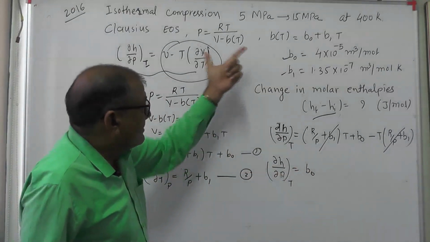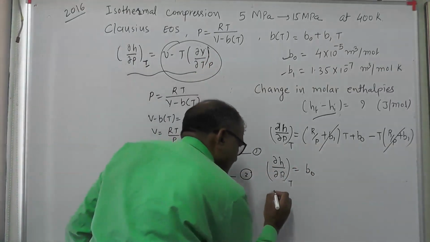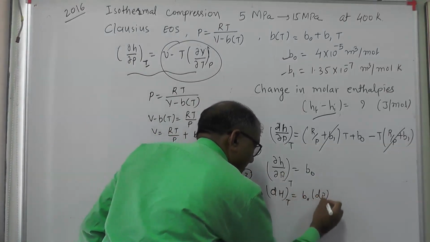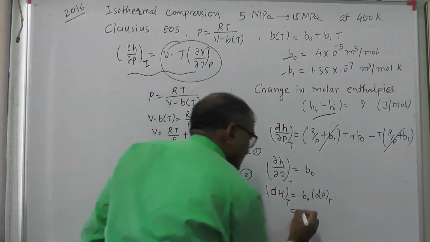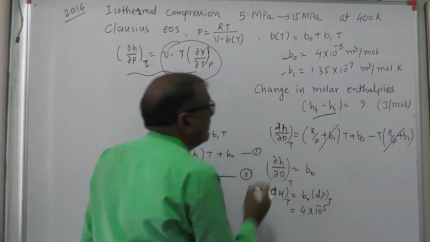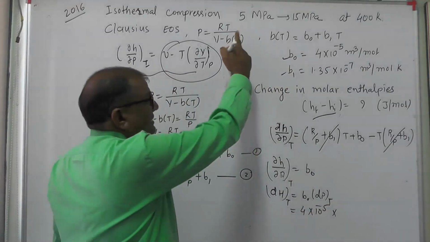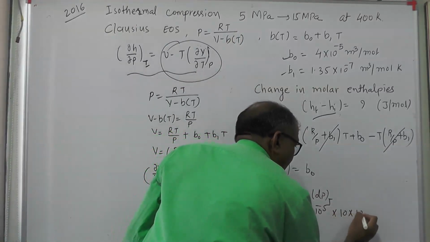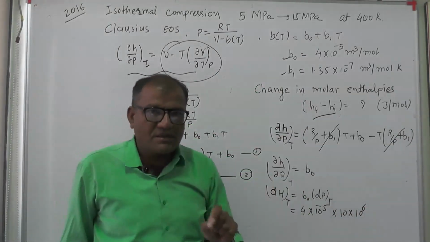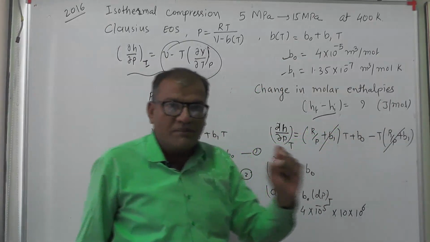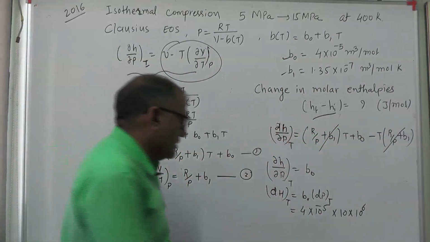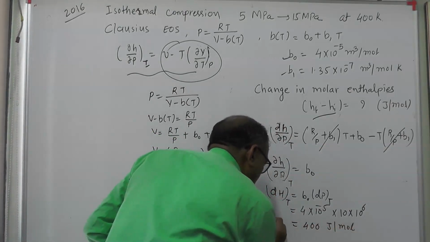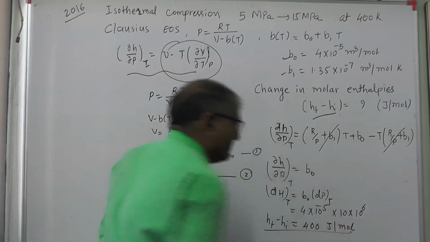Now the process is isothermal, so I can write dH at constant temperature equal to B0 dP at constant temperature. The value of B0 is given as 4 into 10 raised to minus 5, and the change in pressure is 15 minus 5, so 10 into 10 raised to 6, because the unit is megapascal. I need the answer in joule per mole, so I am going to convert to Pascal, and the final answer would be 400 joule per mole. So this is HF minus HI.